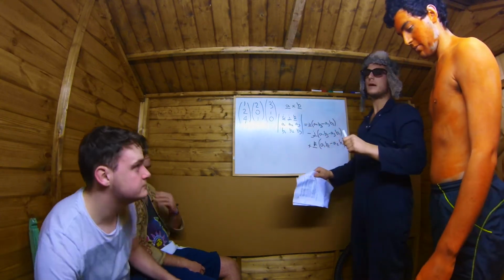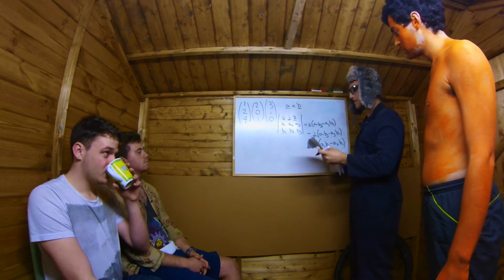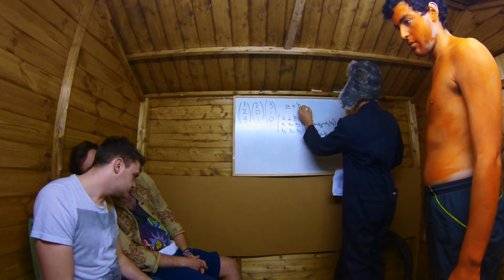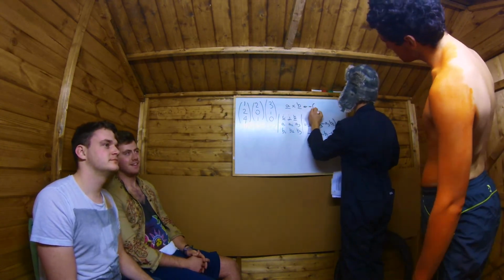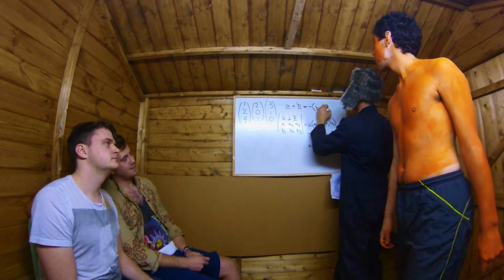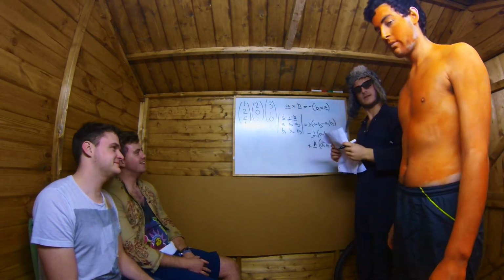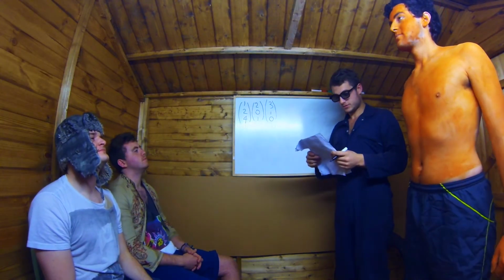Now, an important thing to remember with the cross product is that it is non-commutative. So, A cross B is actually equal to minus B cross A. You have to remember that. Okay? Thank you. Right.